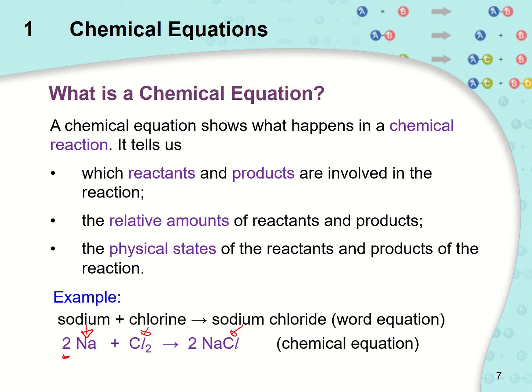This number 2 in front over here and this 2 over here tell us the relative amount of the reactant to the product. So 2Na will react with 1 Cl2 to give 2NaCl. So these basically are the relative amounts. Okay, and later we'll be looking at the physical state of the reactants and products.